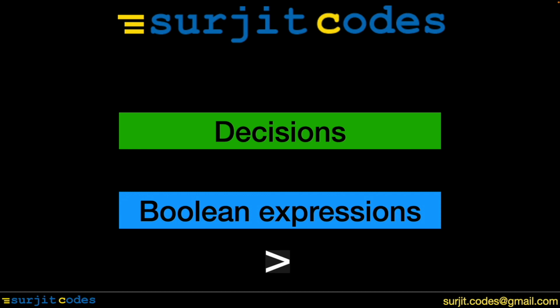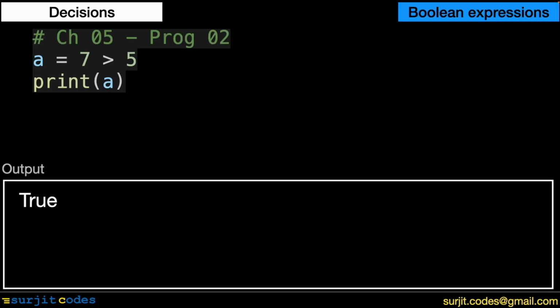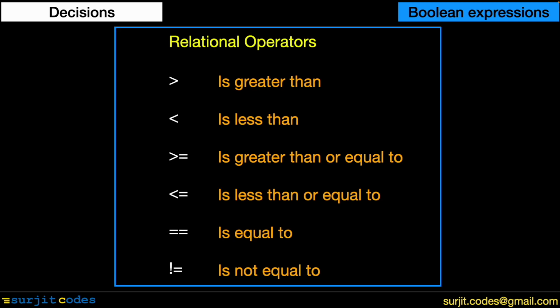Greater than is a relational operator and 7 greater than 5 is a relational expression. We know that 7 is greater than 5, so the result of this expression is true and we store it in a variable a. Such statements are known as Boolean statements. In all, there are 6 relational operations. Their result is always either true or false. Note that is equal to is written as two equality signs to differentiate it from the assignment operator.